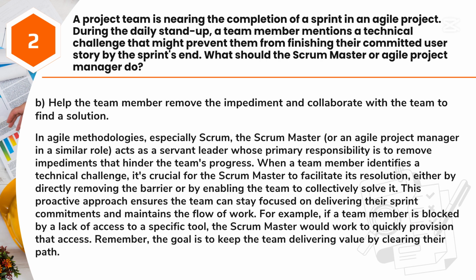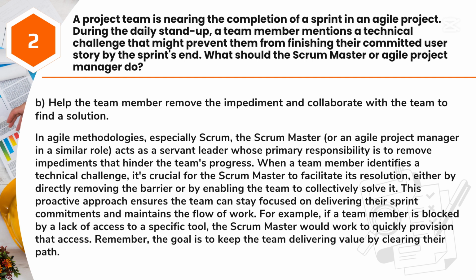Answer: B. Help the team member remove the impediment and collaborate with the team to find a solution. In Agile methodologies, especially Scrum, the Scrum Master, or an Agile project manager in a similar role, acts as a servant leader whose primary responsibility is to remove impediments that hinder the team's progress. When a team member identifies a technical challenge, it's crucial for the Scrum Master to facilitate its resolution, either by directly removing the barrier or by enabling the team to collectively solve it.